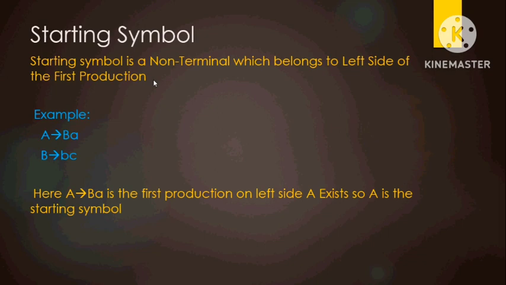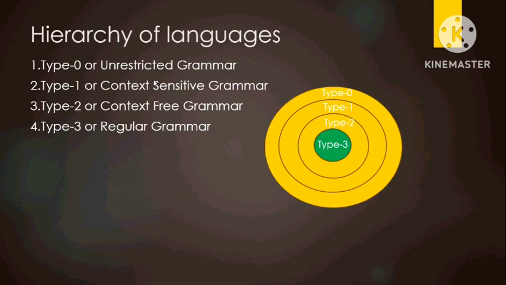Now, we will learn about the hierarchy of languages. There are four types of languages here: type 0 or unrestricted grammar, type 1 or context sensitive grammar, type 2 or context free grammar, and type 3 or regular grammar. In the pictorial representation given on the right side in the form of circles, the most restricted grammar is type 3, the next is type 2, and the next level is type 1. The grammar without any restrictions is type 0.